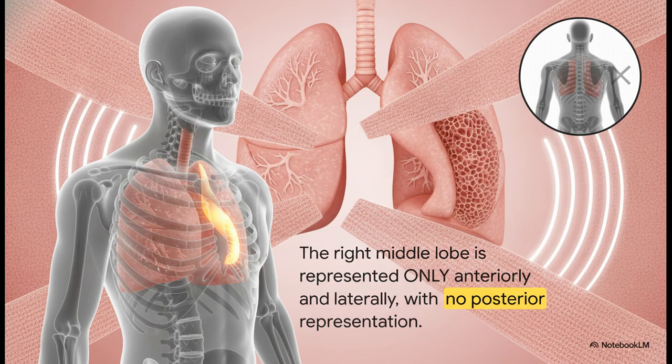Think back to your surface anatomy. The right middle lobe is only represented anteriorly and laterally, roughly between the 4th and 6th ribs. It has literally 0 posterior representation.